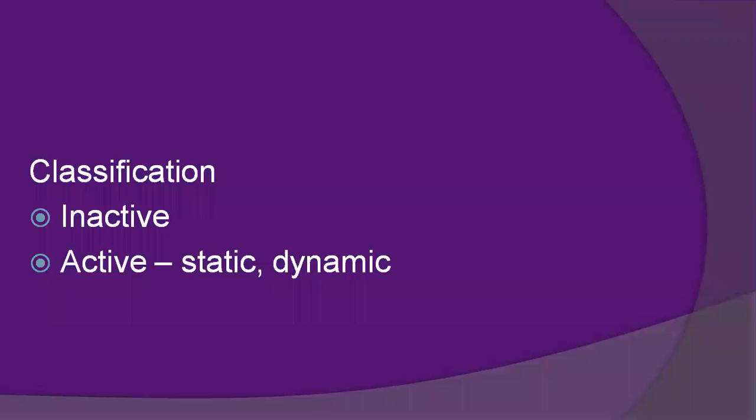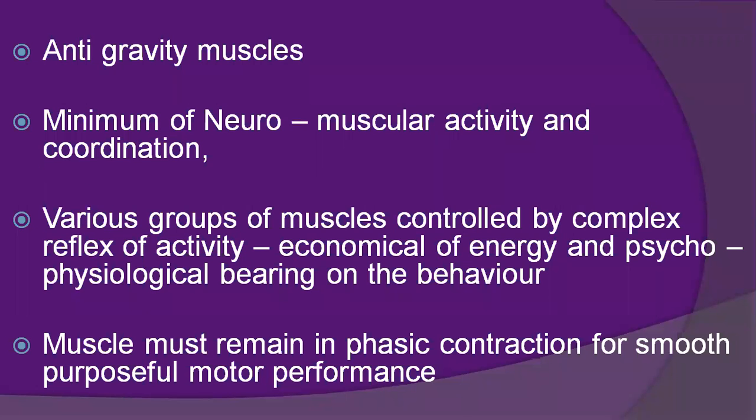Clear? So that classification is here. Anti-gravity muscles happen when you are doing asanas. Minimum of neuromuscular activity and coordination happens when you're performing. Various groups of muscles are controlled by complex reflex of activity, economical of energy, and psychophysiological bearing on the behavior. It also controls our behavior.